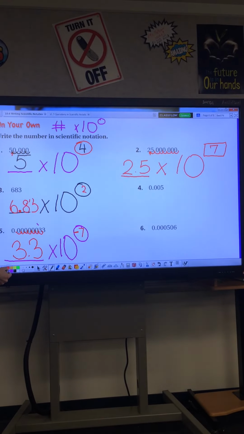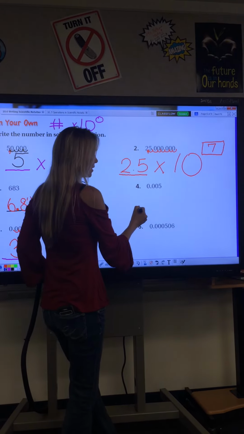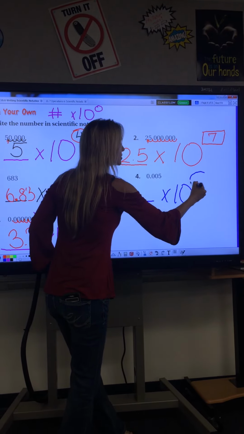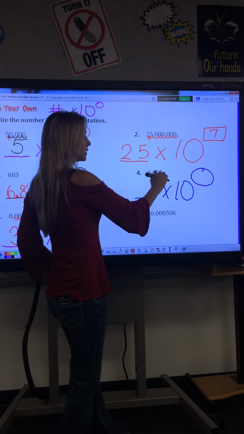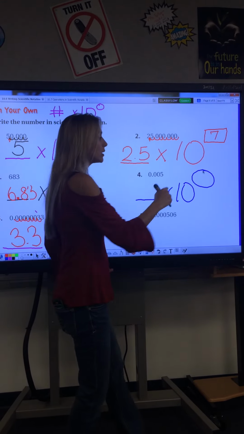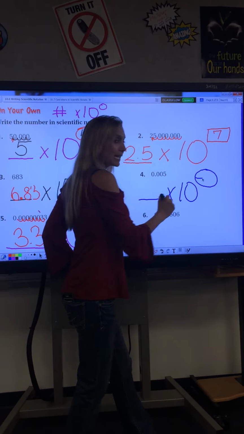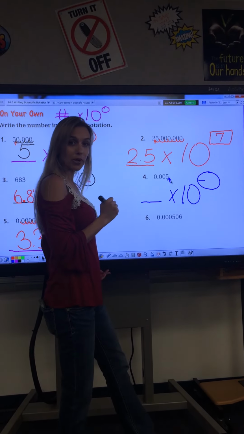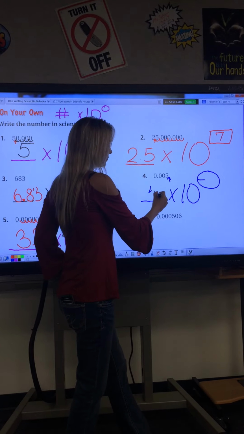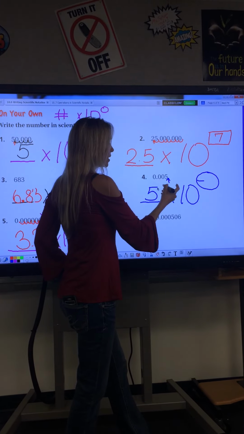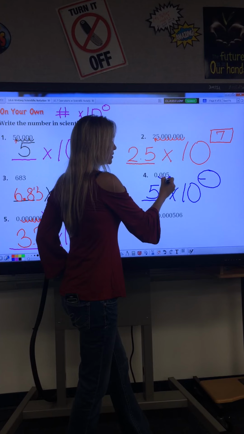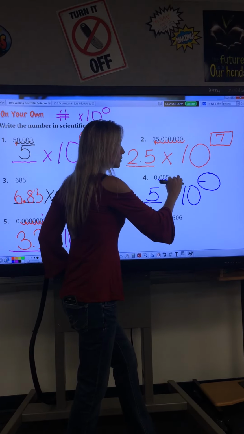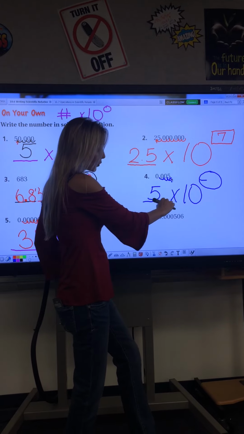Number 4. A number times 10 raised to some exponent. This is smaller than 1. I know my exponent is going to be negative. The first counting number is the number 5, so it's going to be 5 times 10 to what power? Well, let's see. 1, 2, 3. 3 places until that decimal point reaches where it needs to be.